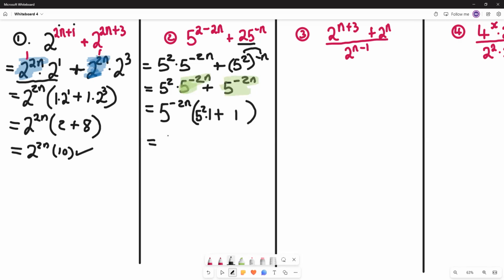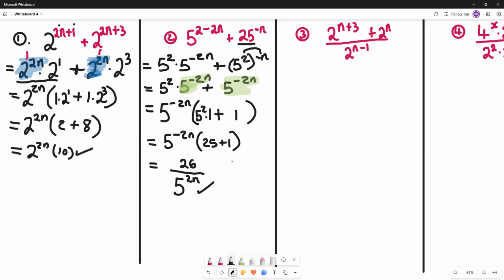And then I'm going to have 5 to the power negative 2n, right? Then here I'm having 25 times 1, which is just 25 plus 1. And then which gives me, in the bracket, I'm going to have 26. This guy must go down to the denominator so that the exponent is positive. Remember, we always write our answers as positive exponent. When it's on top as a numerator, its exponent is negative, so you need to take it down to make the exponent a positive. Perfect.